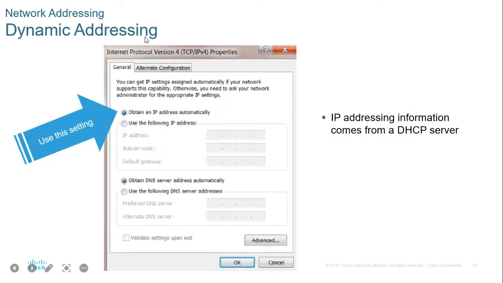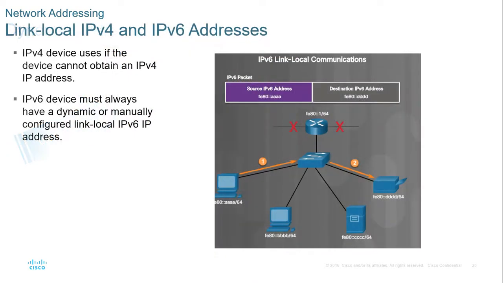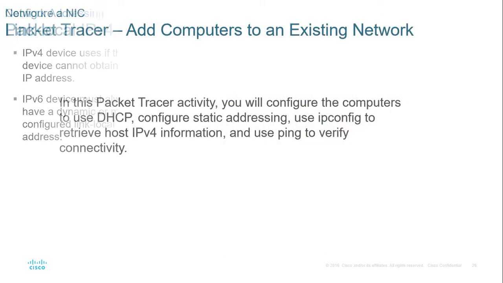Okay, so if you want to indicate dynamic addressing, please make sure you use this. You indicate this. If you want to use static, you use this. So once you indicate this, Dynamic Host Configuration Protocol starts working. Okay, what's here? Link local IP version 4 and IP version 6 addresses. Okay. An IP version 6 device must always have a dynamic or manually configured address. So you must actually indicate whether you want it to be manual or dynamic.